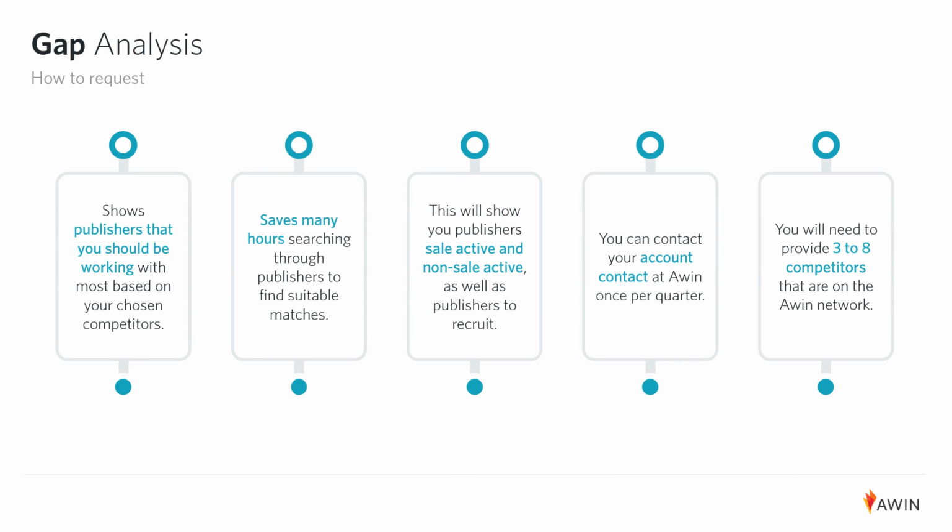A gap analysis is a great way to find lots of good opportunities for growth in the network by identifying publishers who work well for your competitors, and this can therefore be a great time saver. You can request a gap analysis from your Awin contact once quarterly. You will then need to provide them 3 to 8 competitors who are all on the Awin network.